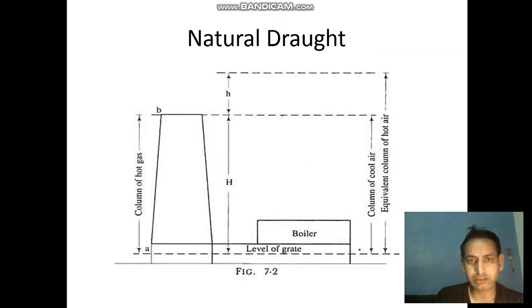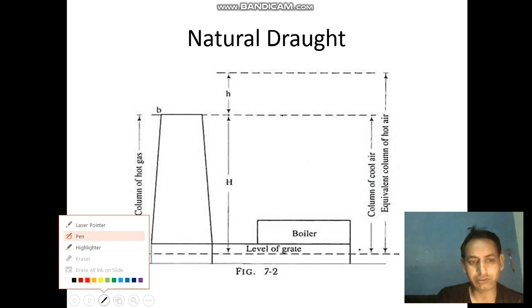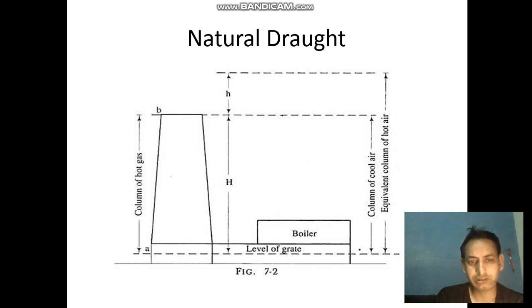Dear student, we'll learn how the natural draught is to be produced with the help of the chimney. So, what is the basic concept behind the creation of draught through the chimney? Here, this is the chimney, and this one is the boiler. The boiler consists of a system where the economizer, superheaters, and other accessories are given, but it is simply denoted as a boiler.